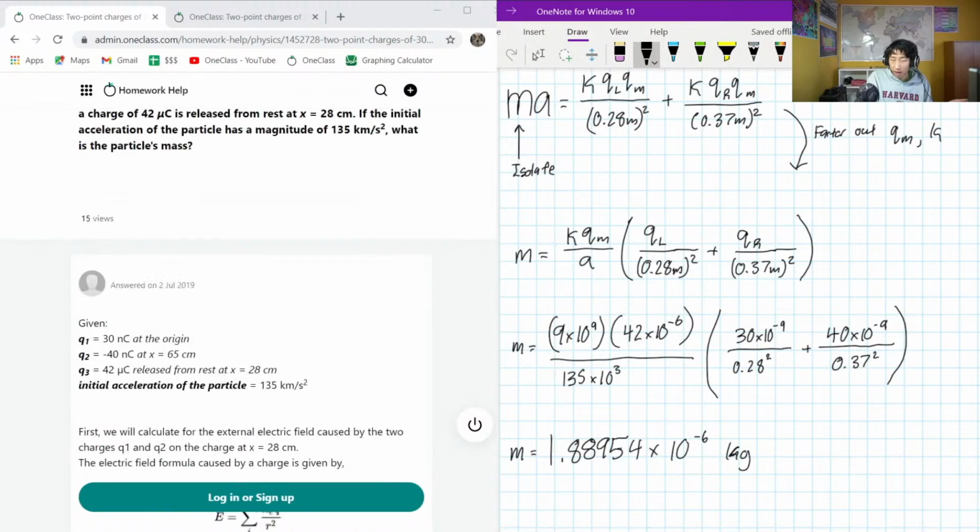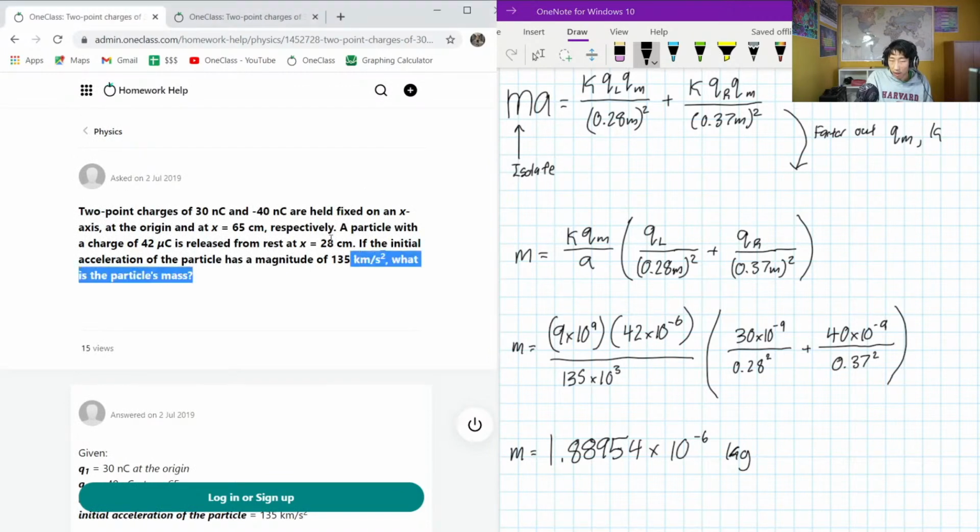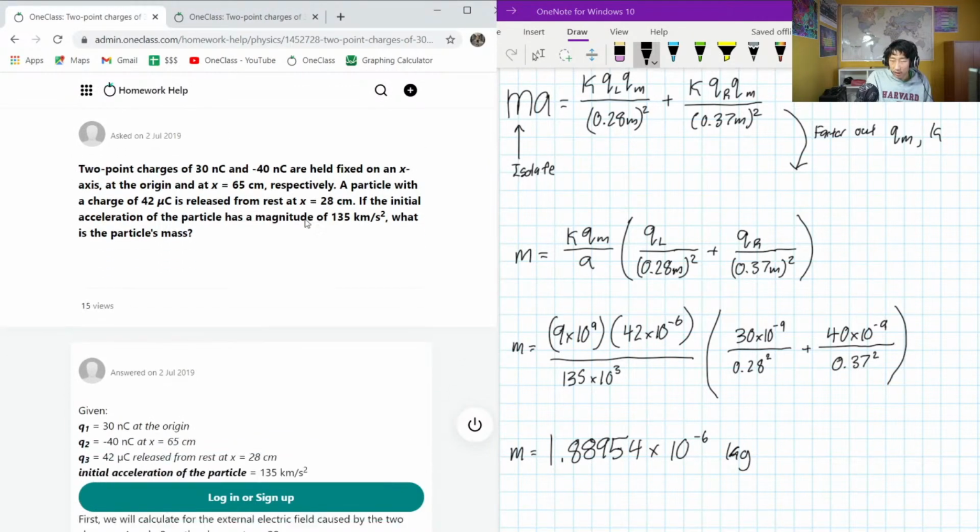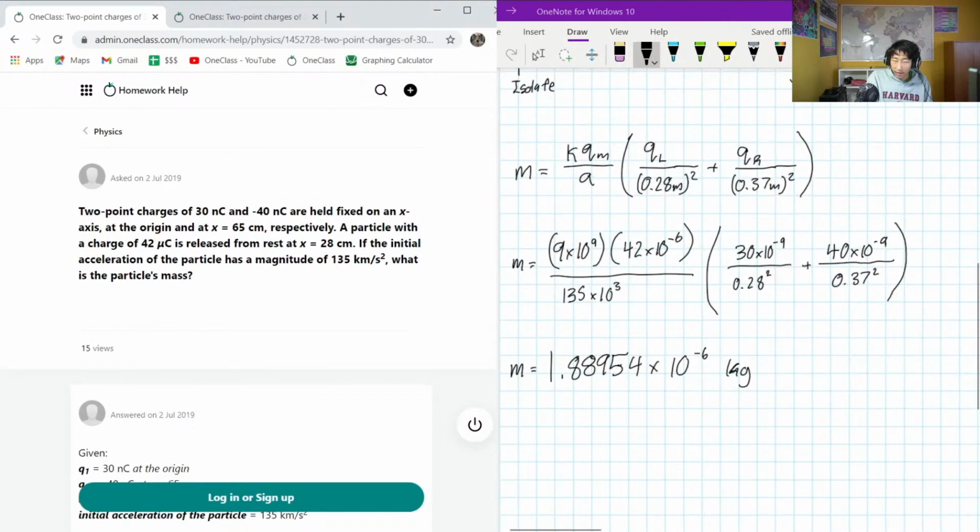And from our original question, these have one significant figure. So our final answer is going to need to be one significant figure. One sig fig. So our m will just be 2 times 10 to the negative 6 kilograms.